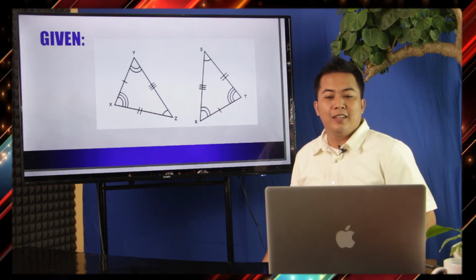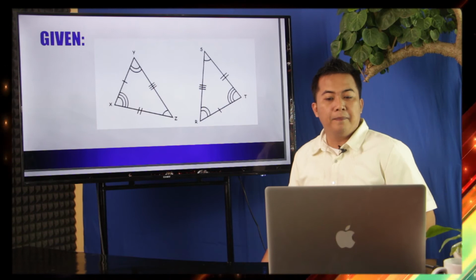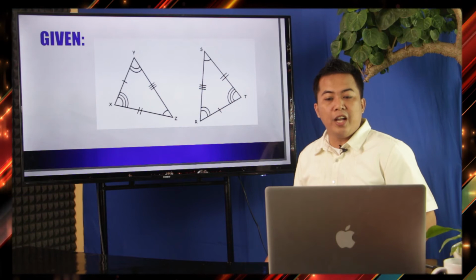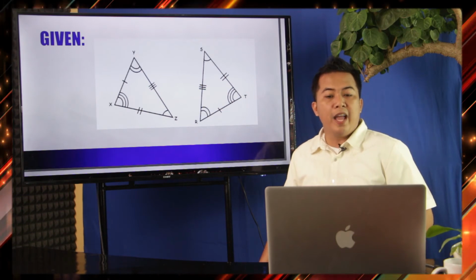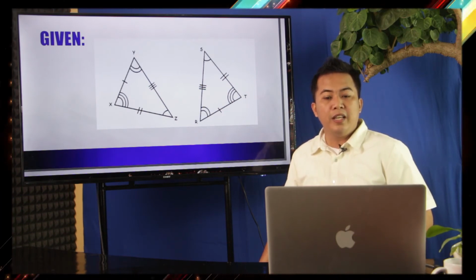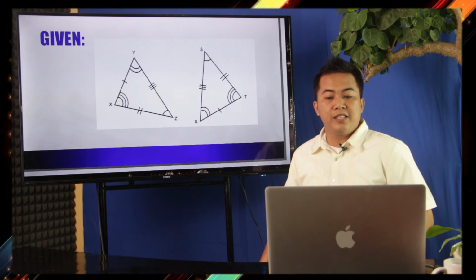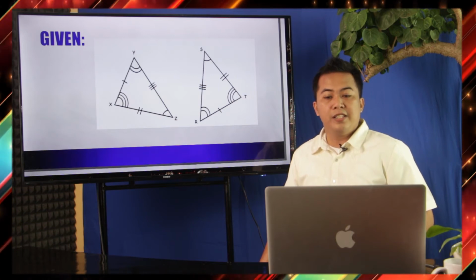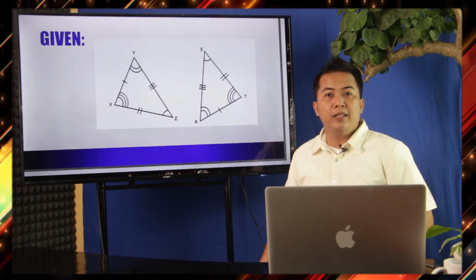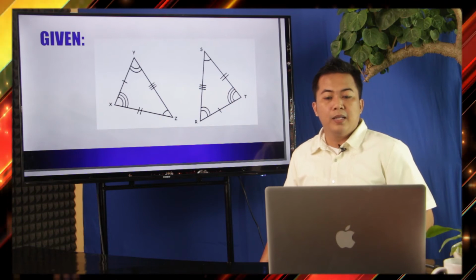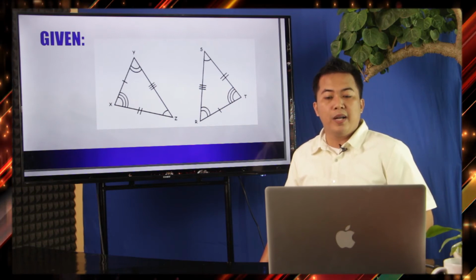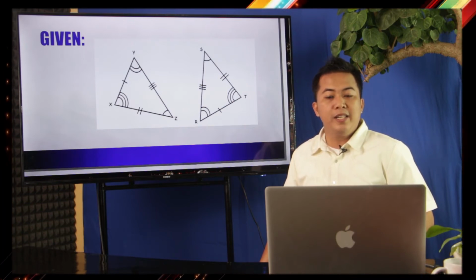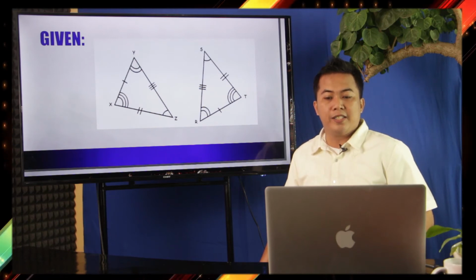Correct. Side XY and side RT corresponds to each other. So, side XY is congruent to side TR. Side XZ corresponds to side ST. So, XZ is congruent to side TS. Side YZ corresponds to side RS. So, side YZ is congruent to RS.